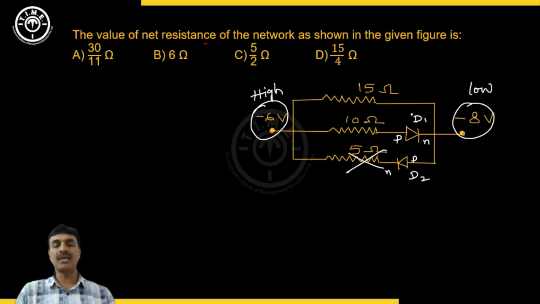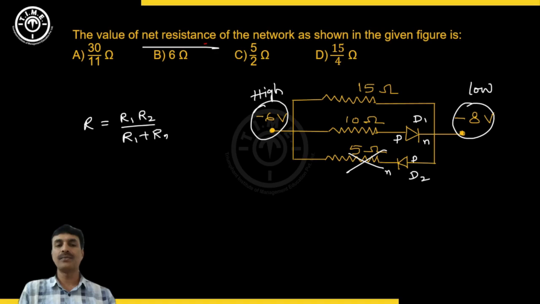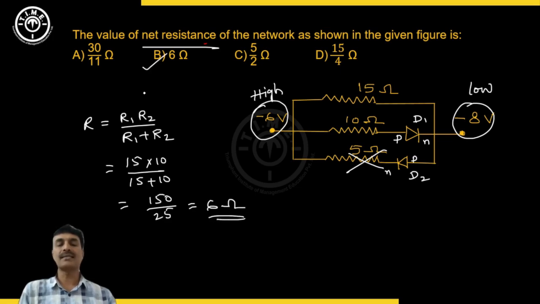Diode D1 is in forward bias mode. So there are two resistances here. What is the effective resistance? When these two resistances are considered, clearly they are parallel to each other. When it comes to effective resistance in parallel combination, it's R1 R2 by R1 plus R2. Yes, the two values are 15 and 10. So 15 into 10 by 15 plus 10. That is 150 by 25. Nothing but 6 ohm. So correct answer is option B for this.